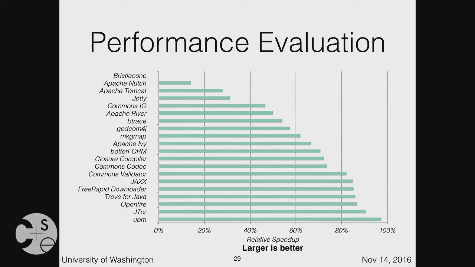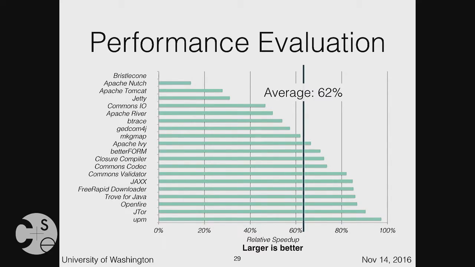So we evaluated the relative speedup that VMVM would afford compared to this traditional approach of forking and running every test in its own process. I show here the relative speedup afforded by VMVM. Bigger is better. On average, we saw about a 62% reduction in testing time using VMVM.